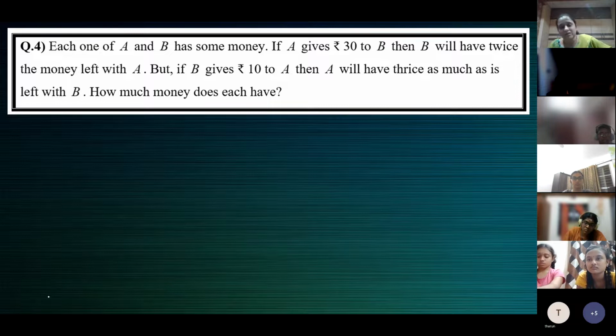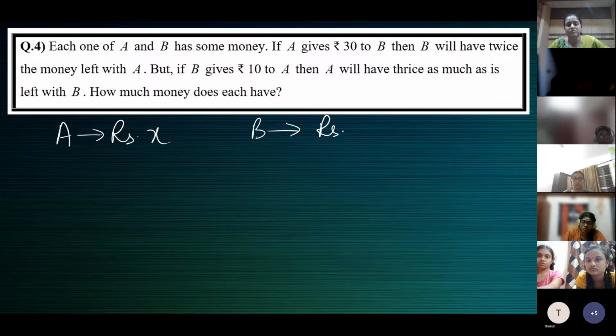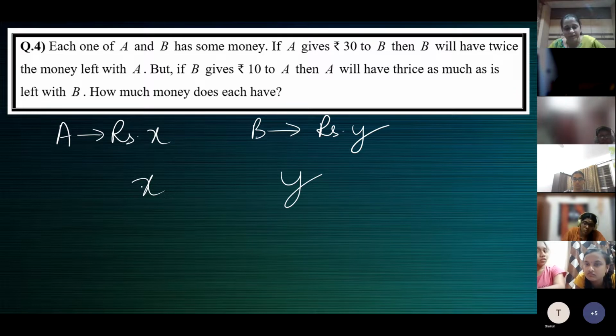So if A gives rupees, let's say that A has rupees X and B has rupees Y. They have some money. We don't know how much each of them has. So X and Y. If A gives rupees 30 to B, so this is what A has, this is what B has. So A gives 30. When A gives 30, minus 30 from his money, and B is receiving 30, so plus 30 here.